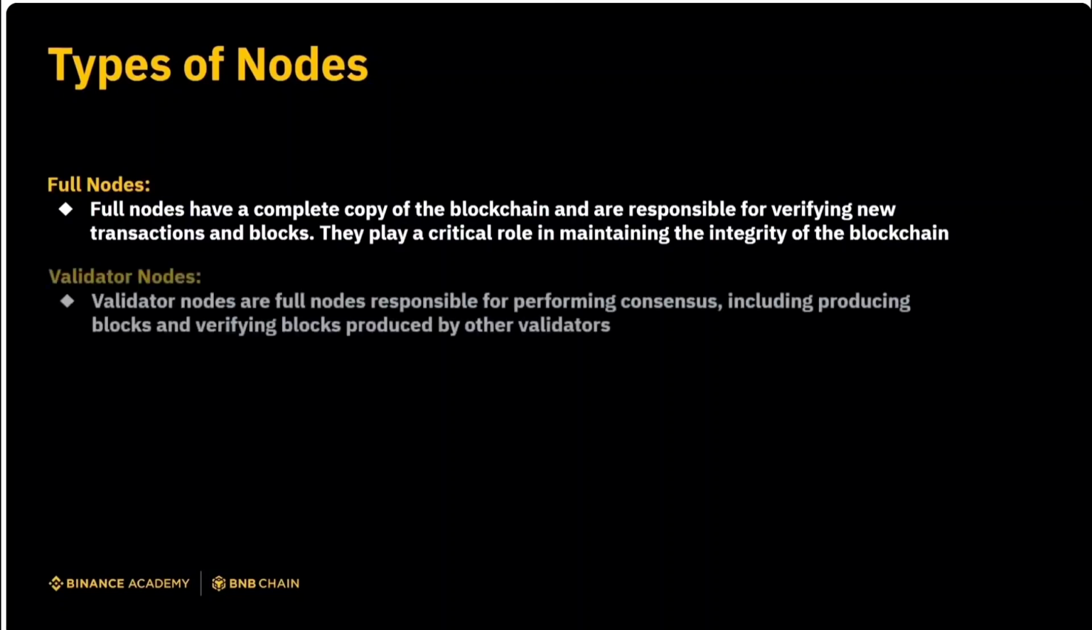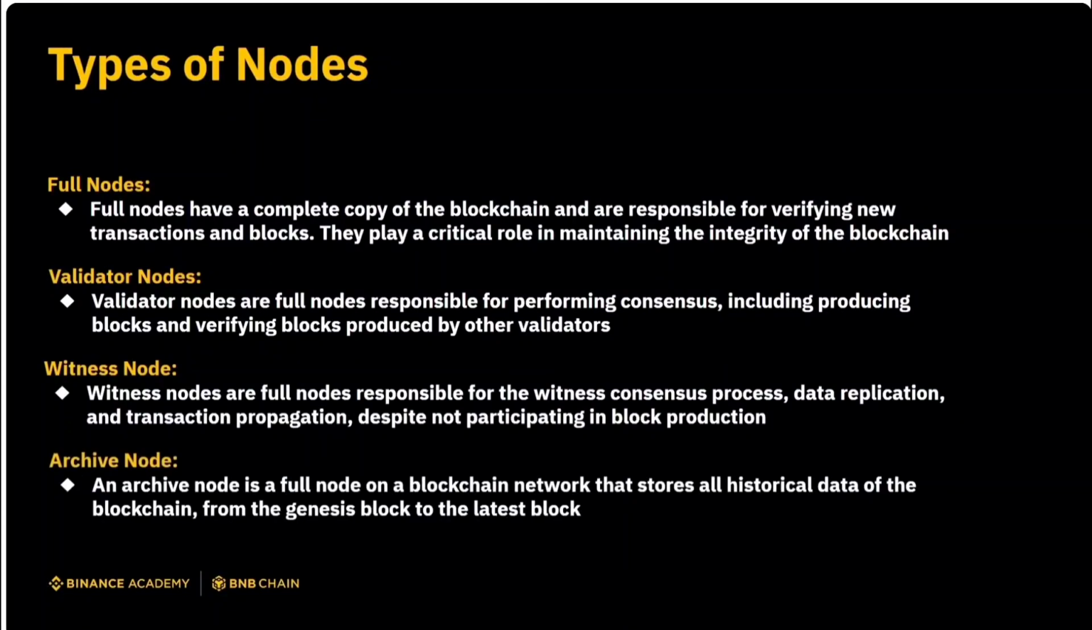Another type of node is a validator node. Validator nodes are full nodes that are responsible for performing consensus, including producing blocks and verifying blocks produced by other validators. Although witness nodes and archive nodes are not separate nodes, they're still full nodes actively participating in the consensus protocol. Witness nodes are responsible for the witness consensus process, data replication, and transaction propagation, while archive nodes play an important role in preserving the history of BNB chain, but are not rewarded for their participation.